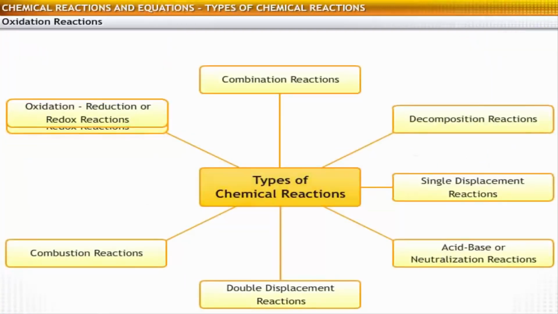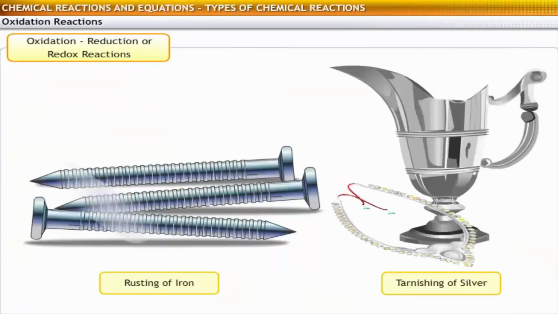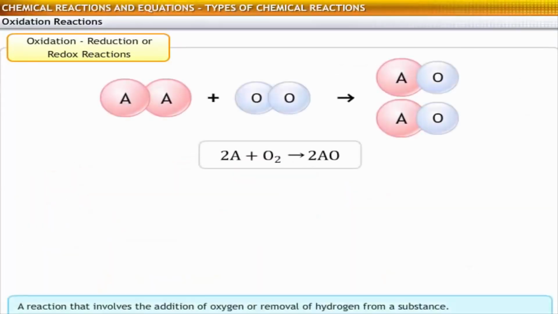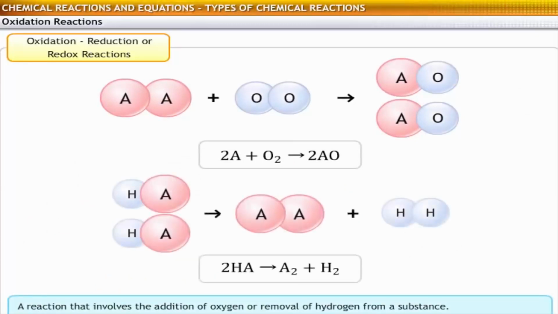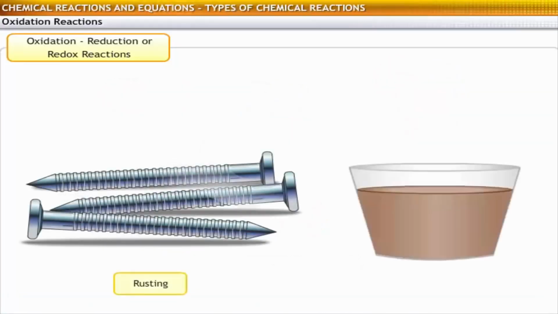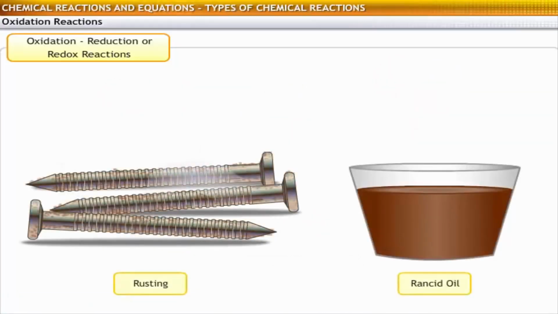There are some reactions that we see every day. Most of these reactions involve oxidation, reduction, or both. Oxidation reaction involves the addition of oxygen or the removal of hydrogen from a substance. This is a simple combination reaction. Two common examples of oxidation are rusting and rancidity.